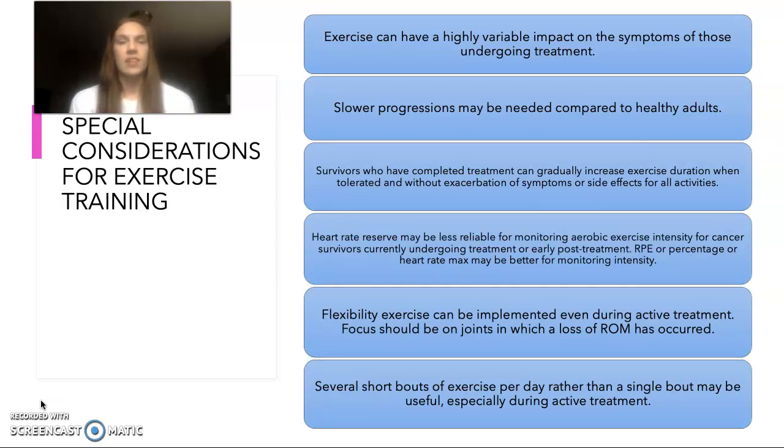Special considerations for exercise training. Exercise can have a highly variable impact on the symptoms of those who are currently undergoing treatment. Slower progressions may be needed for this population compared to those of healthy adults. Survivors who have completed treatment can gradually increase exercise duration when tolerated and without exacerbation of symptoms or side effects for all activities.